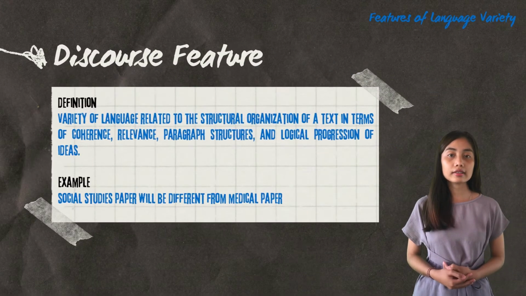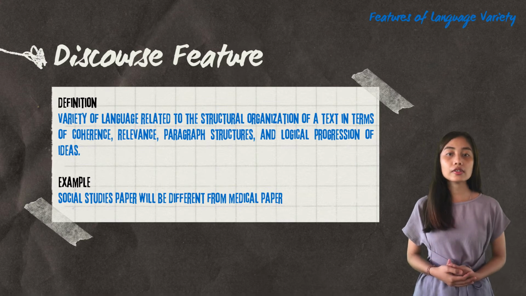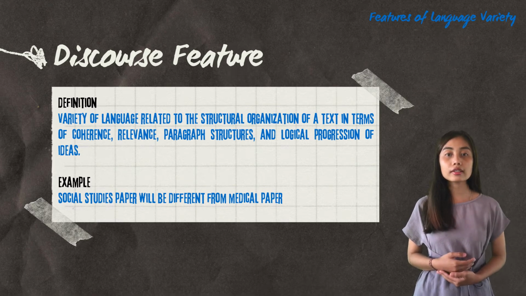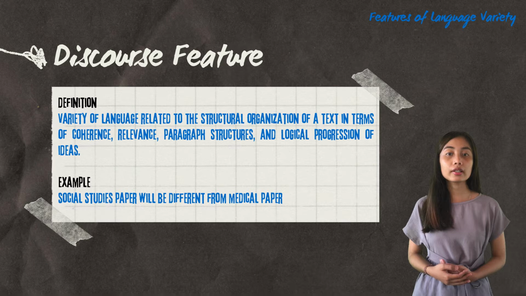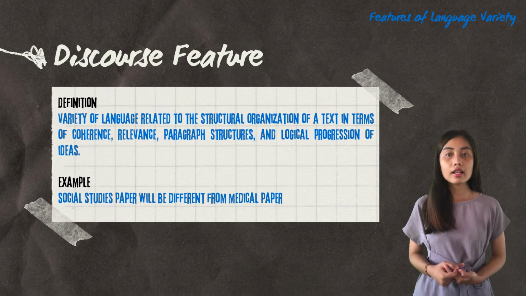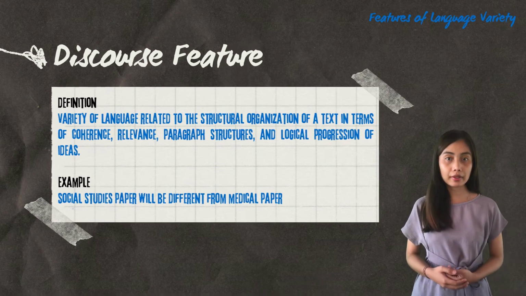And the last is discourse features. Discourse features are a variety of language related to the structural organization of the text in terms of coherence, relevance, paragraph structure, and logical progression of ideas. As an example, a social studies paper will be different from a medical paper.